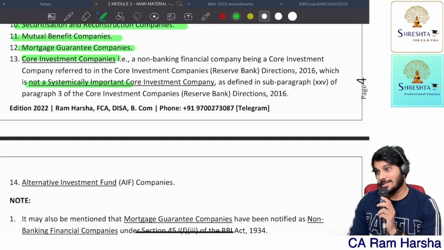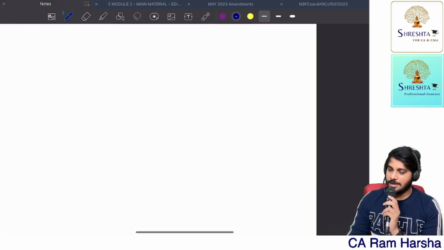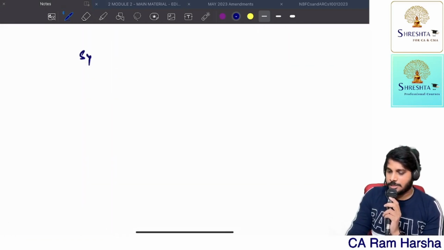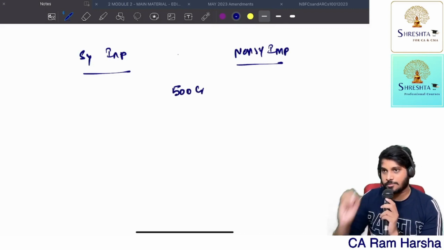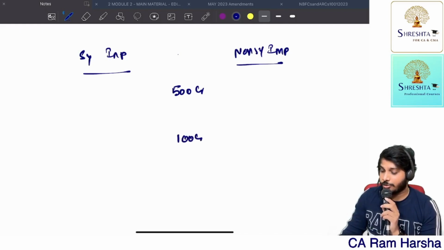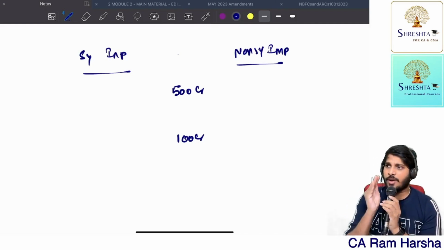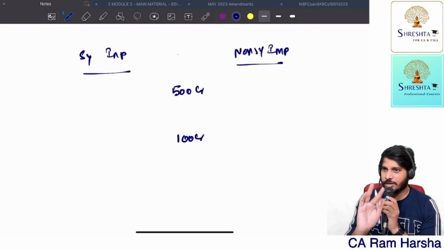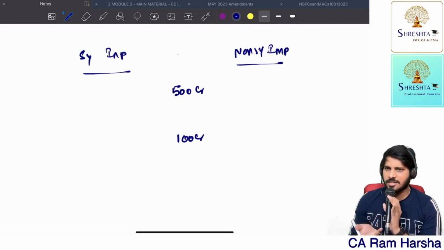Again, here there is another variation. Systematically important, non-systematically important. Generally the criteria is 500 crore. For core investment company, the criteria is 100 crore. Only for core investment company, what is the criteria to divide it into systematically important and non-systematically important? Core investment is also basically non-deposit taking. Getting the point?